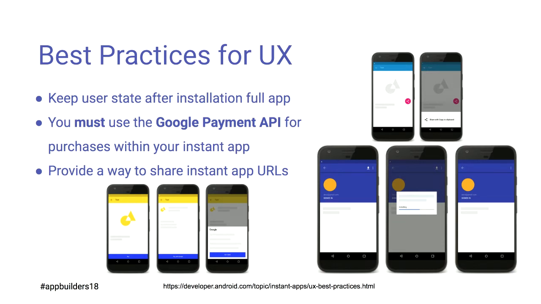You have to use the Google Payment API for purchases within your Instant App, and also you should provide a way to share your Instant App URLs. Your user can reach your Instant App URLs while searching, but also, for example, I have an application, but my friend doesn't. I share the link, and then she or he opens the application, or you can send it via emails. You should find a way.